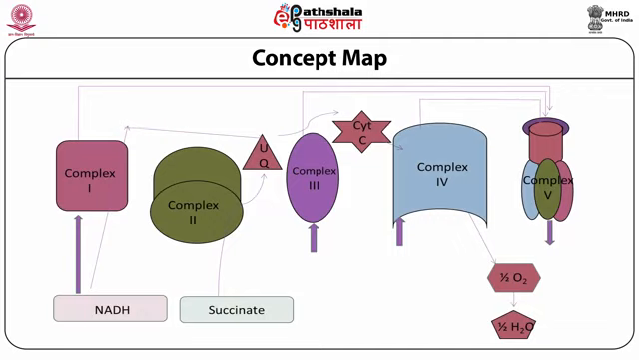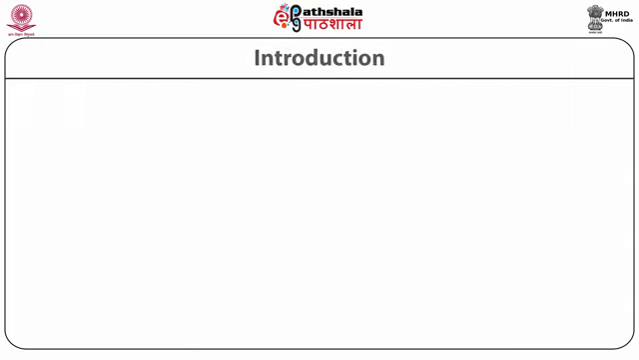So let's see how we are going to learn this particular module. In this module, our target is to understand first the inhibitors and uncouplers. The inhibitors mainly target complex 1, complex 2, complex 3, and complex 4, while uncouplers target the uncoupling between the electron transport and oxidative phosphorylation.